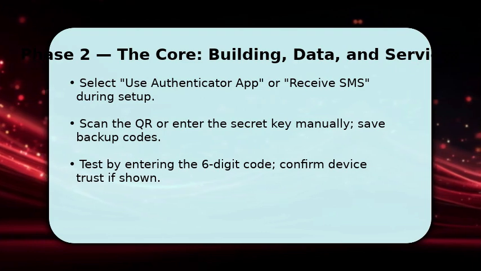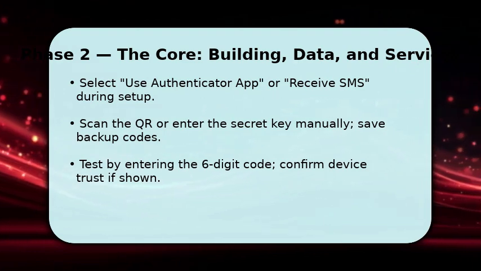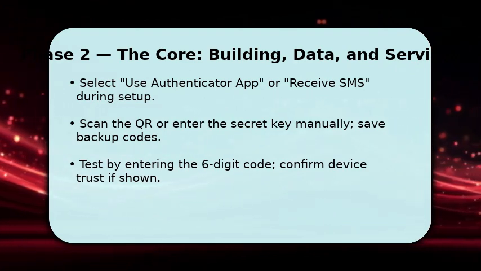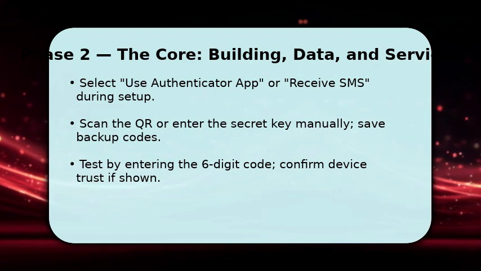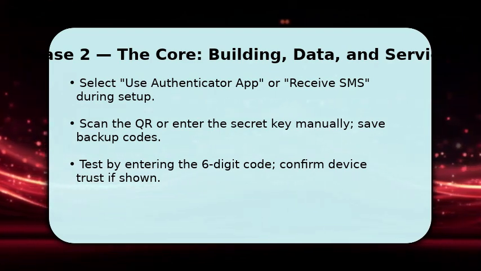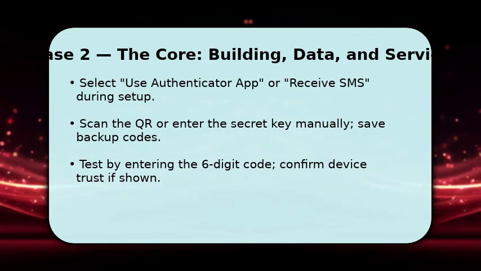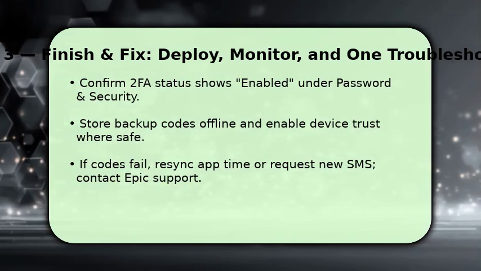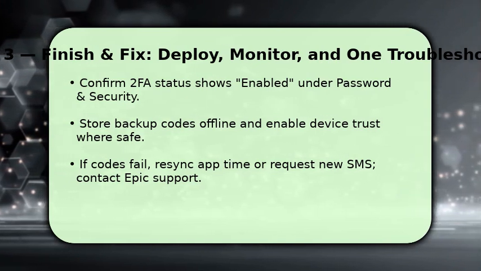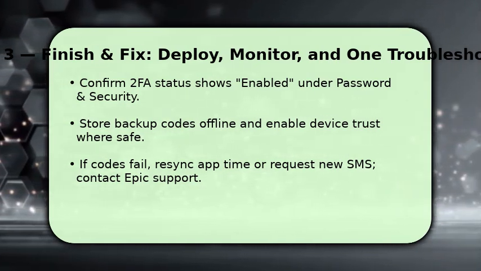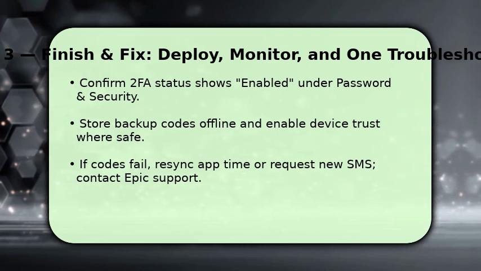Once linked, enter the 6-digit code from the app or the SMS. After acceptance, mark the device as trusted if you want fewer prompts. To finish, verify that password and security shows 2FA as enabled so Fortnite recognizes it. Then store the backup codes offline, print or write them down, and enable device trust on personal devices to reduce prompts.